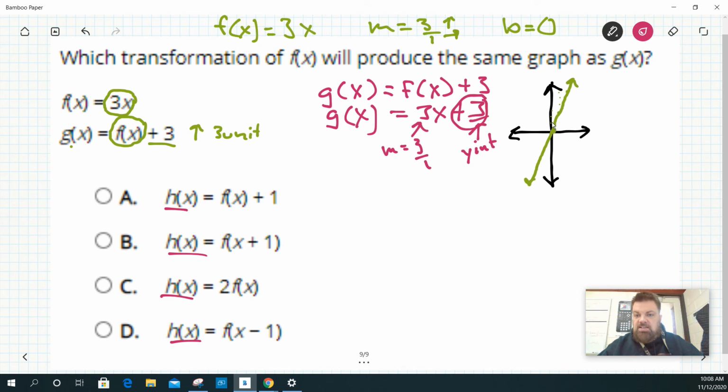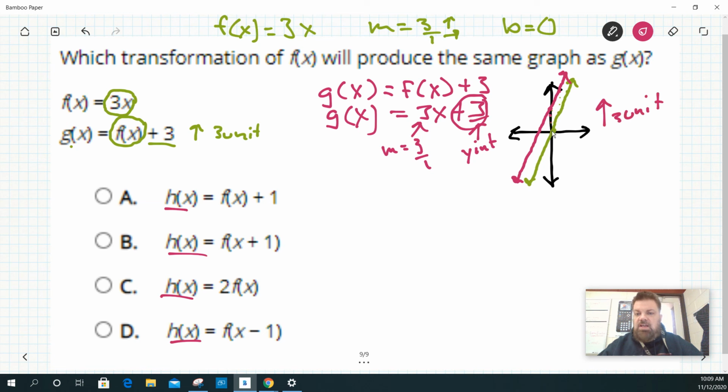From any point on this line, if I go up 1, 2, 3, that's going to be a point on this line. If I go over here and I go up 1, 2, 3, that's going to be a point on this line. So it looks like this. So this is a vertical shift. In other words, we're shifting up 3 units.